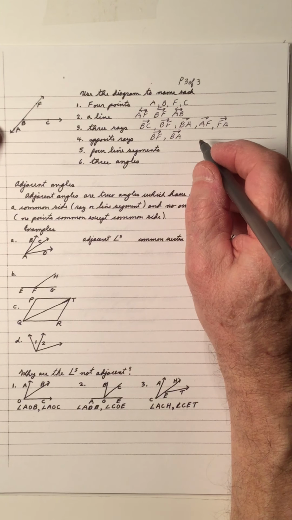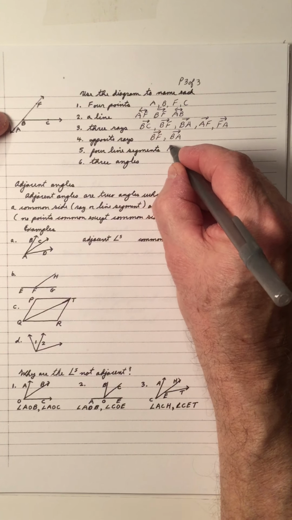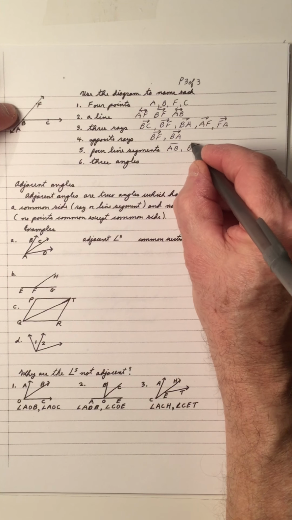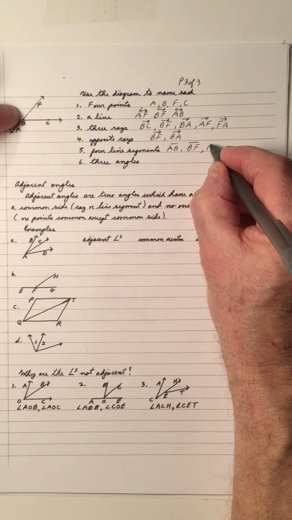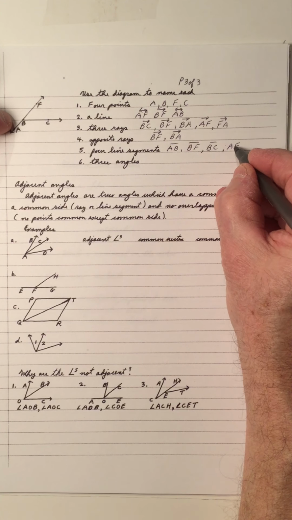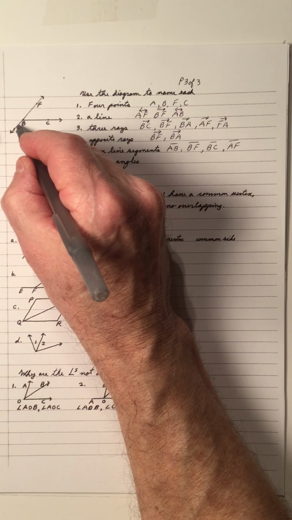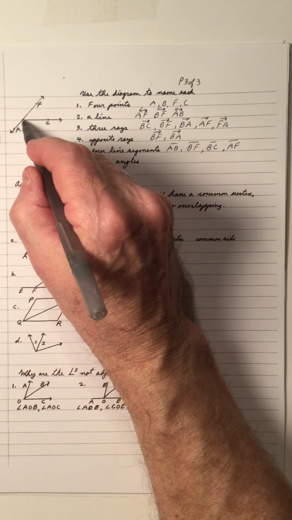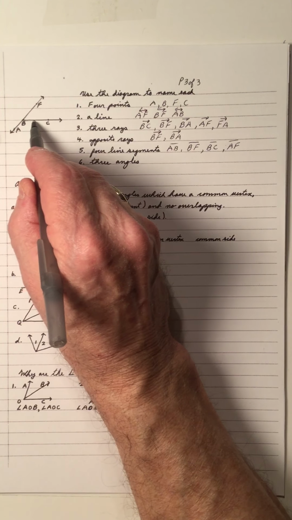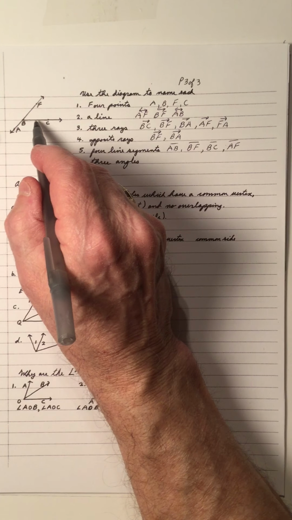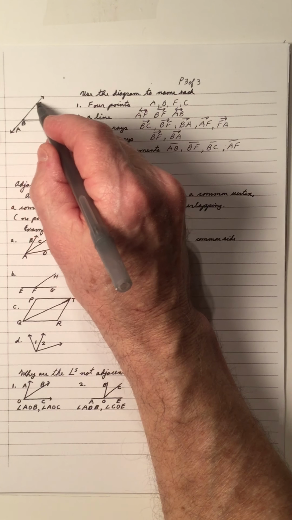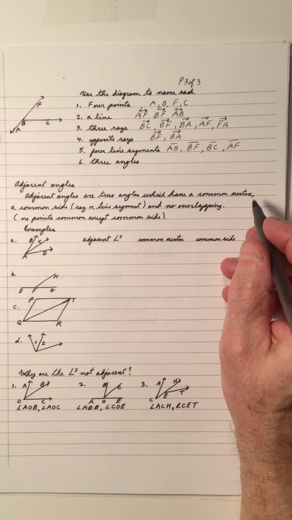4 line segments. Let's name 4 line segments. Well, I can go AB is 1 line segment. I can go BF, and I can go BC, and I can go AF. So when I say AB, I only mean that part from there to there. When I say BF, I mean just that little piece from there to there. BC as a segment is that part of a line from there to there. So it's a part of a line. It's cut off. And AF is this segment from there to there. It doesn't go on.